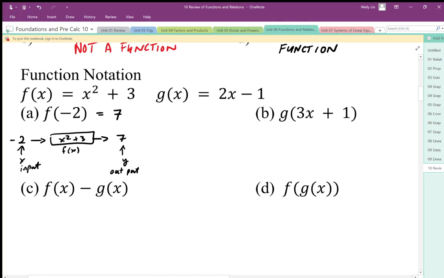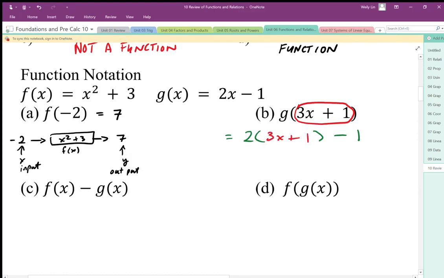I'm now going to switch to the g function because I want to differentiate between these two different calculations. Once I start dealing with expressions, I just have to keep track of my inside expression and substitute it into the x in the equation. So my g of x is equal to 2 times x minus 1. Where there's an x, I'm going to input my inside expression.